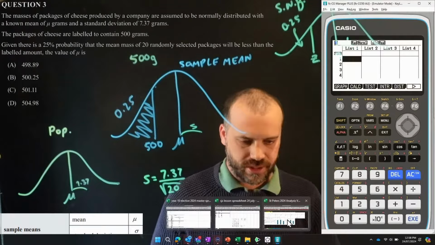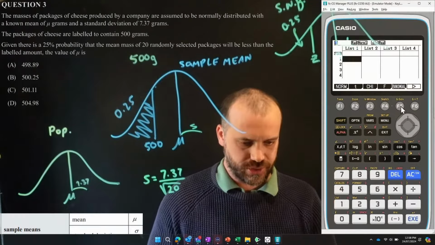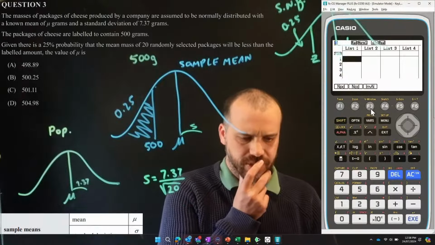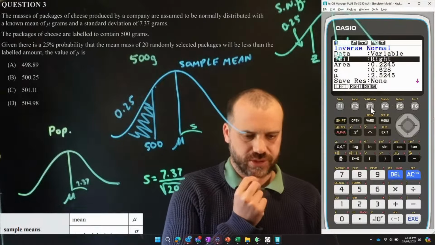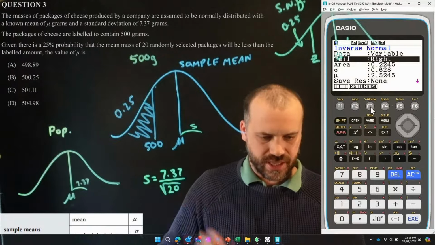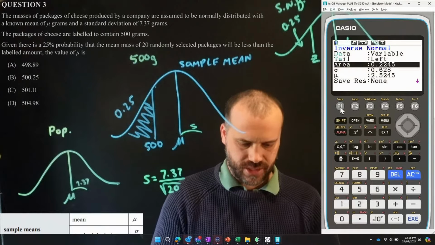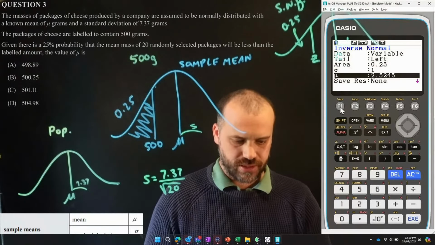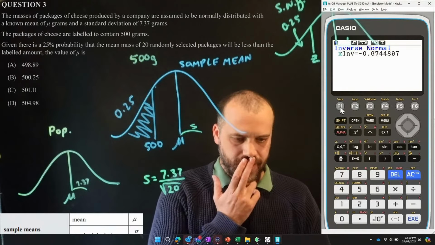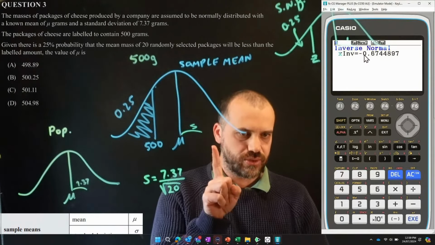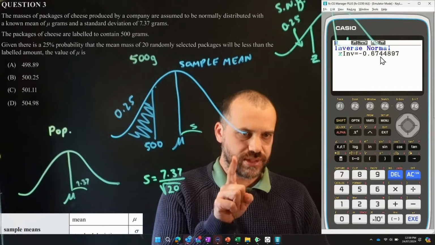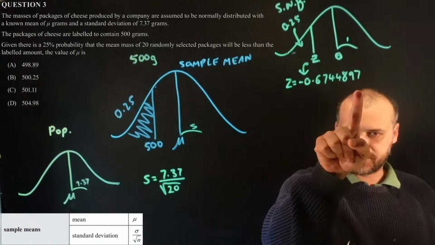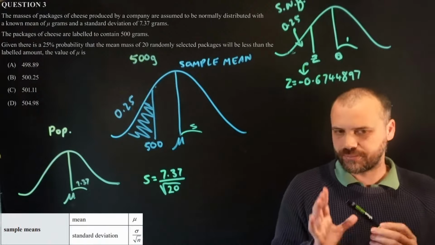So I'm in here, and I'm going to distributions, I'm going to normal distributions, and I'm going to go to the inverse normal. The tail is a left tail, the area is 0.25, the standard deviation is 1, the mean is 0, and that gives me a z-score of negative 0.6744. Let's write down our z-score.